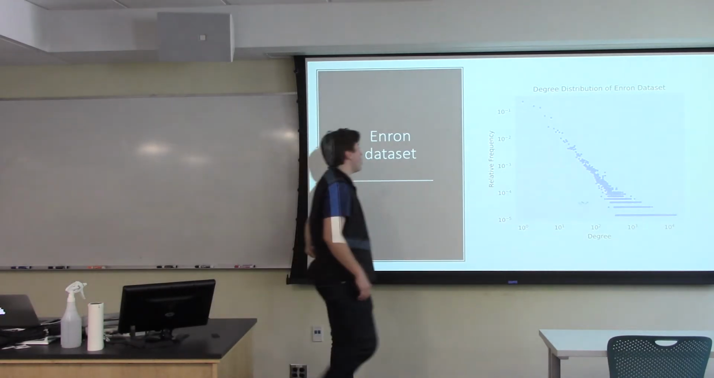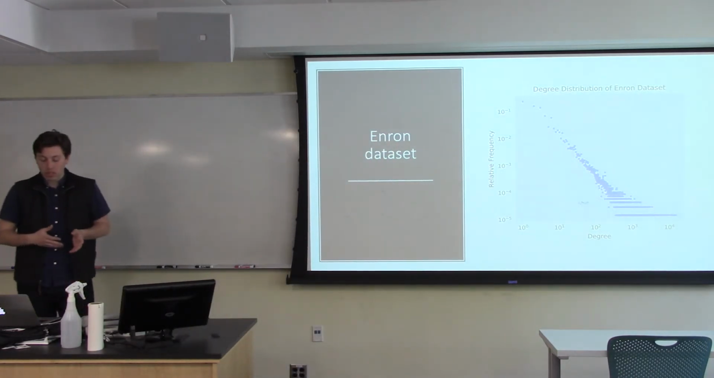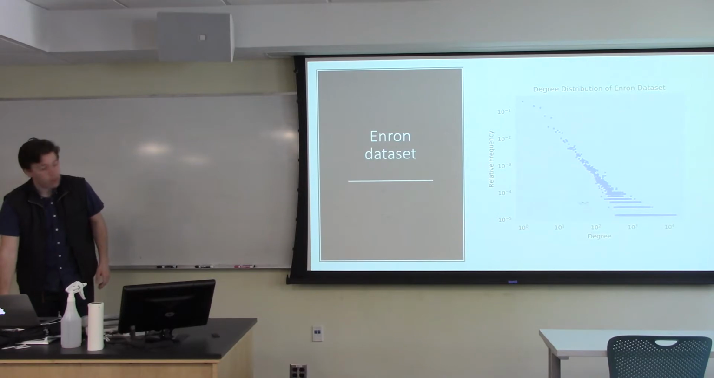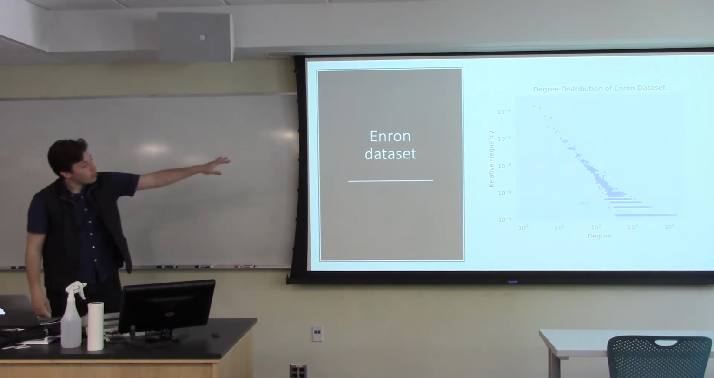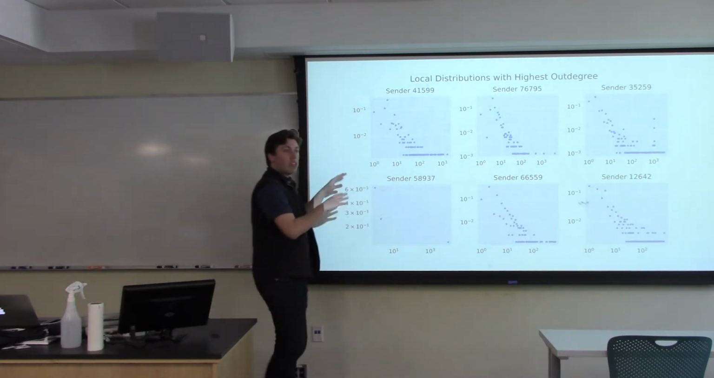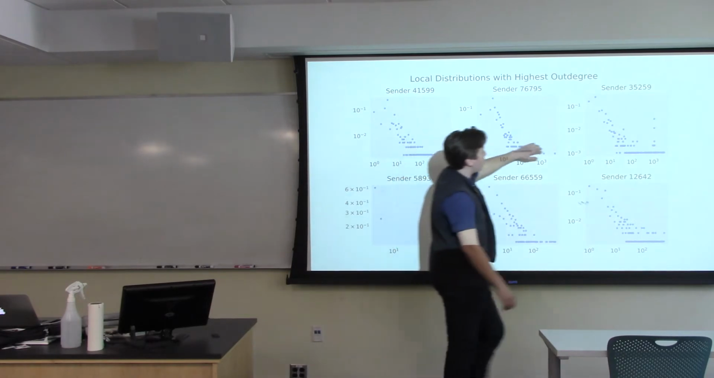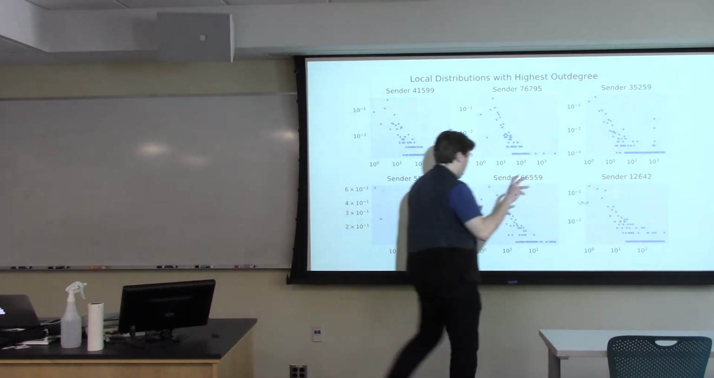So the Enron data set is an email data set, so you have emails from a particular sender to multiple receivers. And so if you look at the degree distribution, it looks like such. But if you look at particular senders, you have a lot of variability. So I just picked out the top 6. Some of them look kind of power law and normal, and normal being power law of that type.